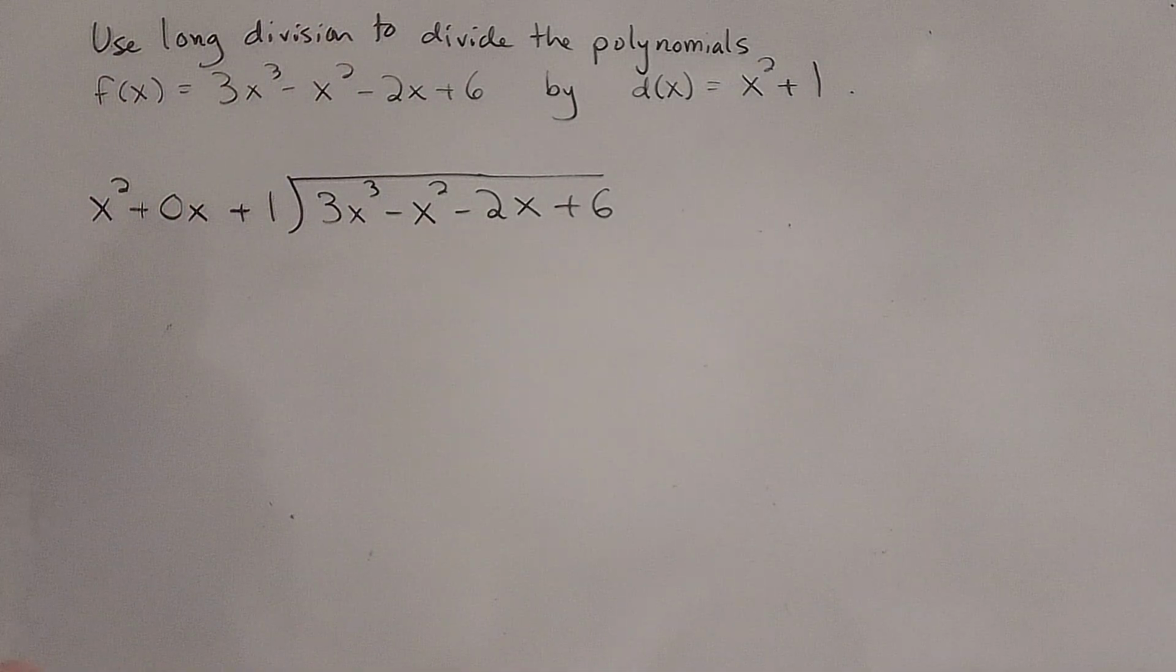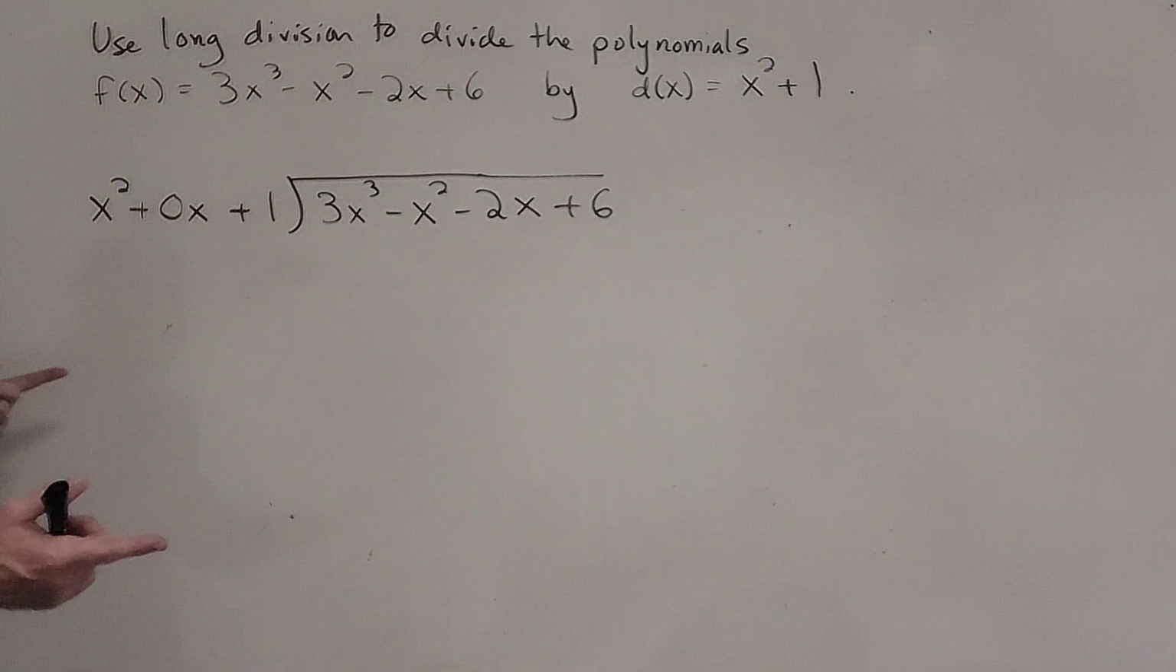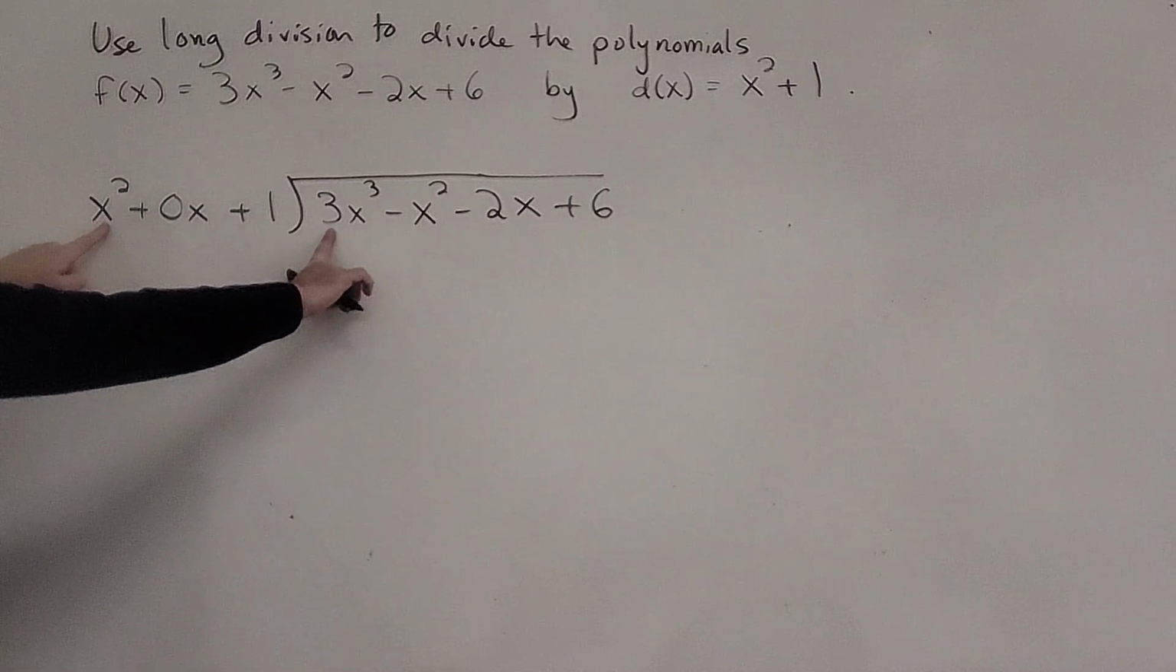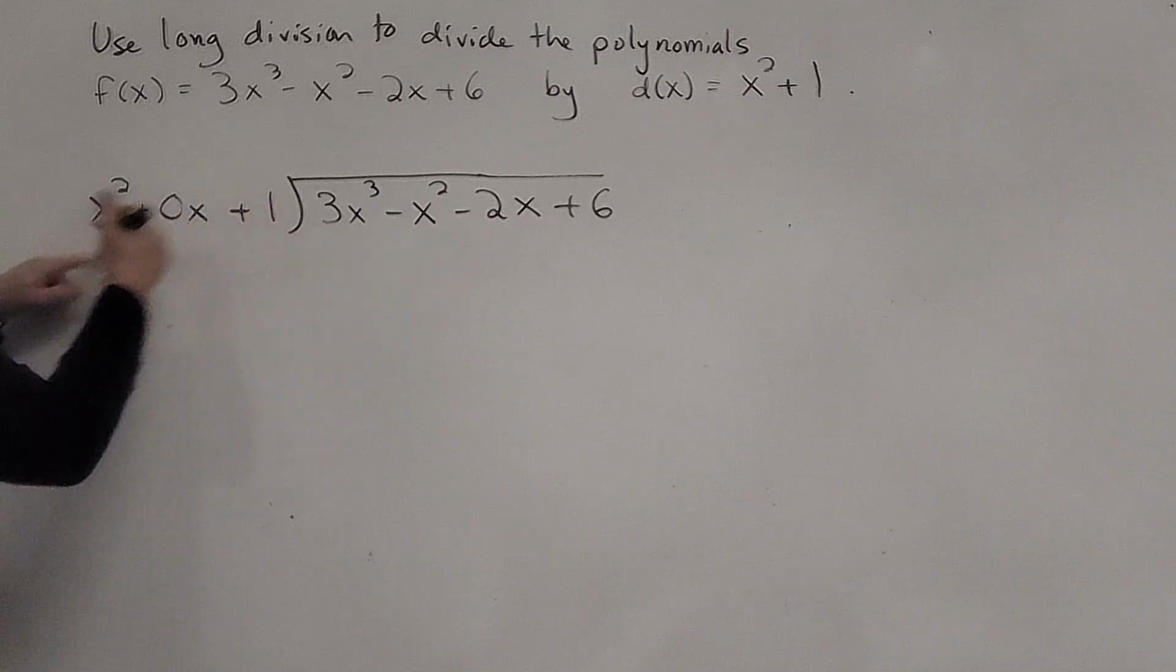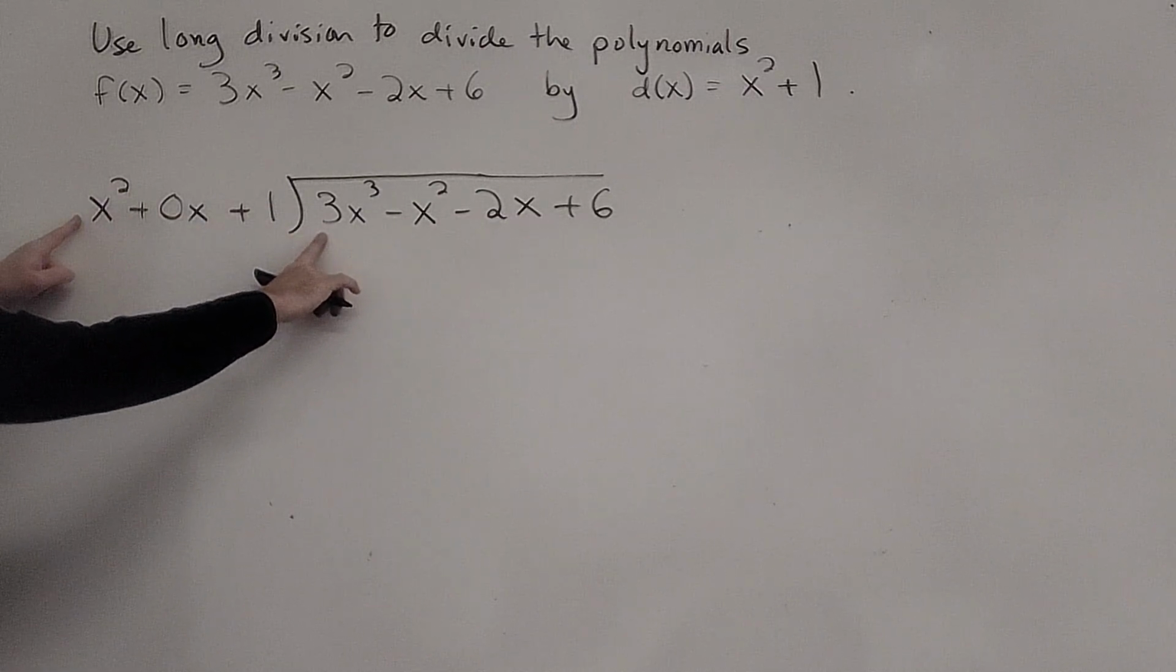So what's nice about dividing polynomials is it's a little easier. You just kind of have to make them match. So what do you have to multiply x squared by to make it a 3x cubed? Well, there is a 1 in front of it, so I'm going to have to multiply it by a 3.